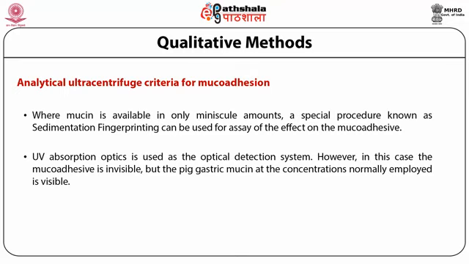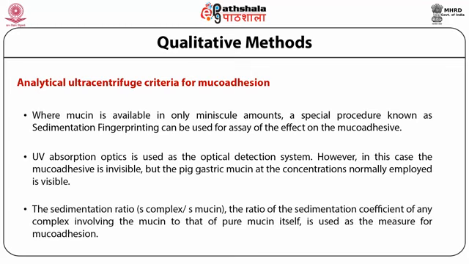However, in this case, the mucoadhesive is invisible, but the pig gastric mucin at the concentrations normally employed is visible. The sedimentation ratio given by S complex divided by S mucin, the ratio of the sedimentation coefficient of any complex involving the mucin to that of pure mucin itself, is used as the measure for mucoadhesion.